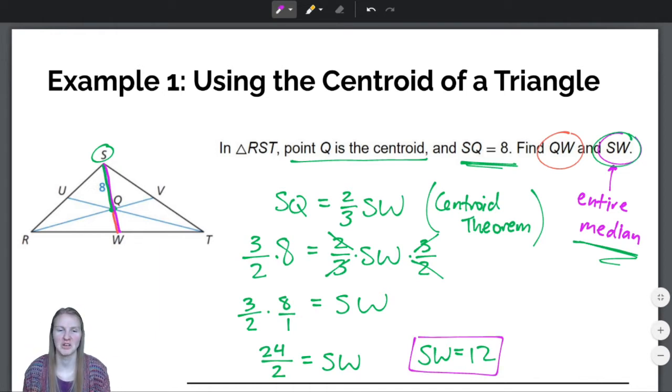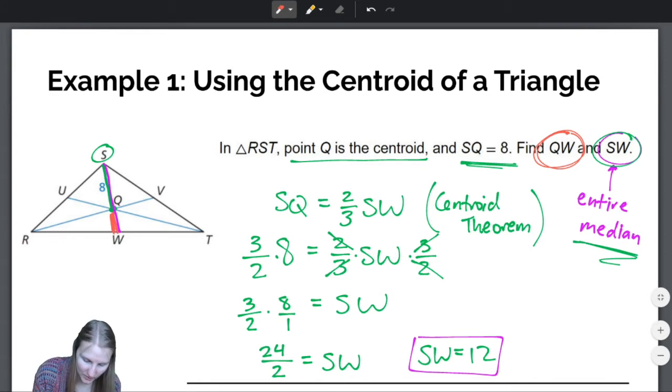They didn't tell us units. We don't know if it's inches or feet or whatever, but the entire median is 12 units long. Are we done? Not quite. Remember, they also wanted us to find QW, and QW is this bottom piece.